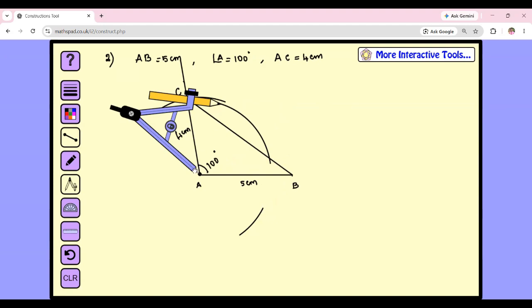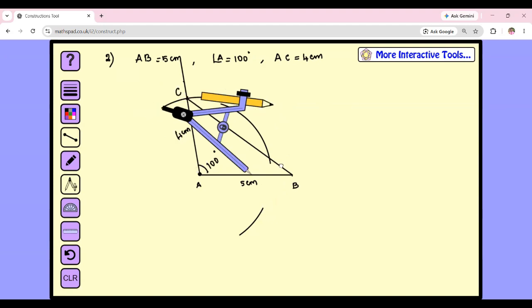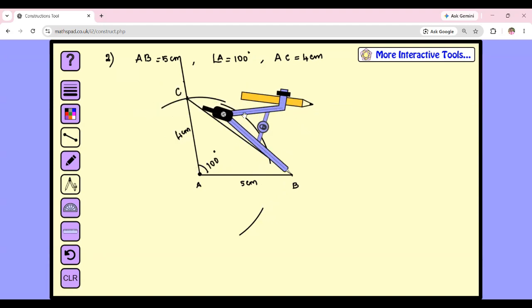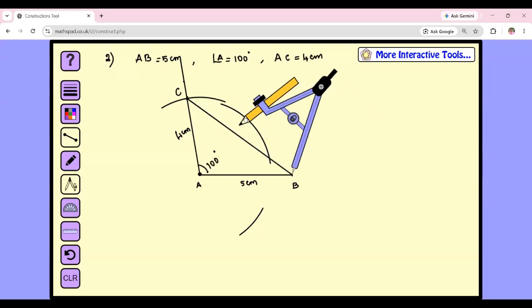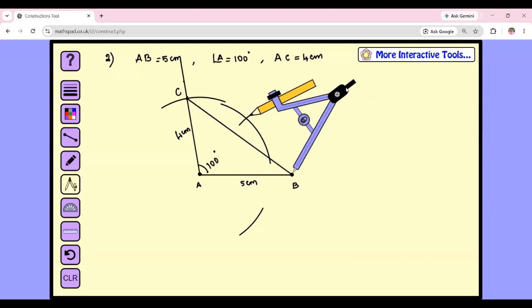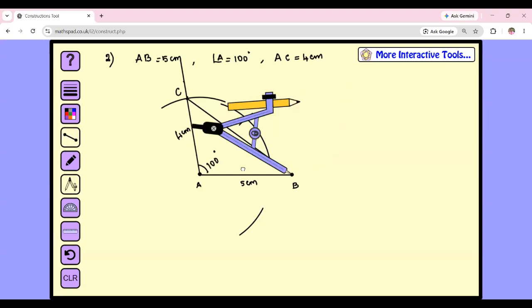With the same measurement, keep the pointer in B and draw the arc up and down.